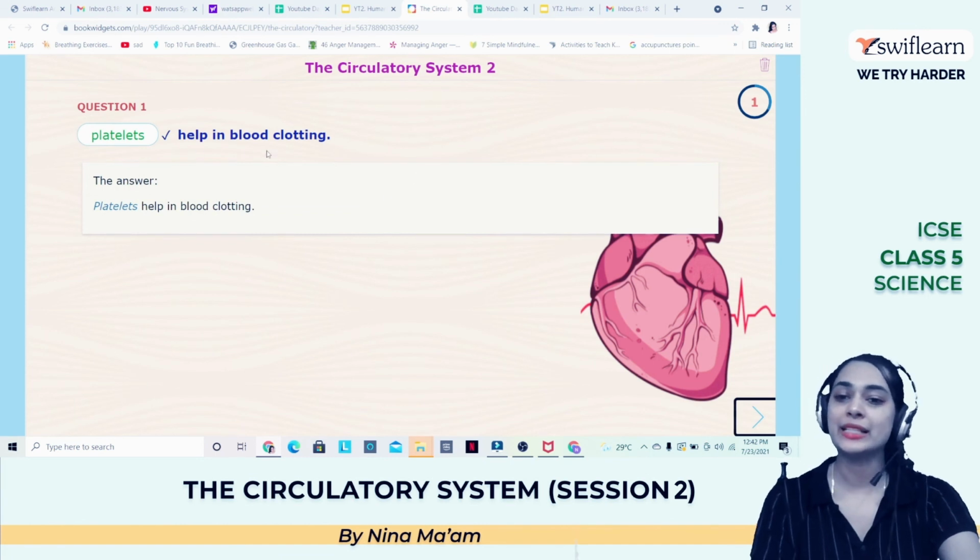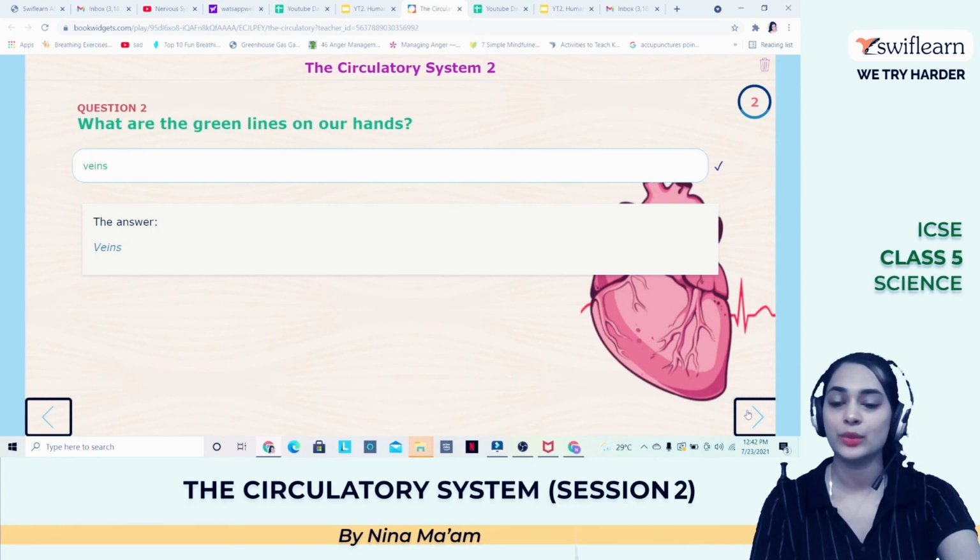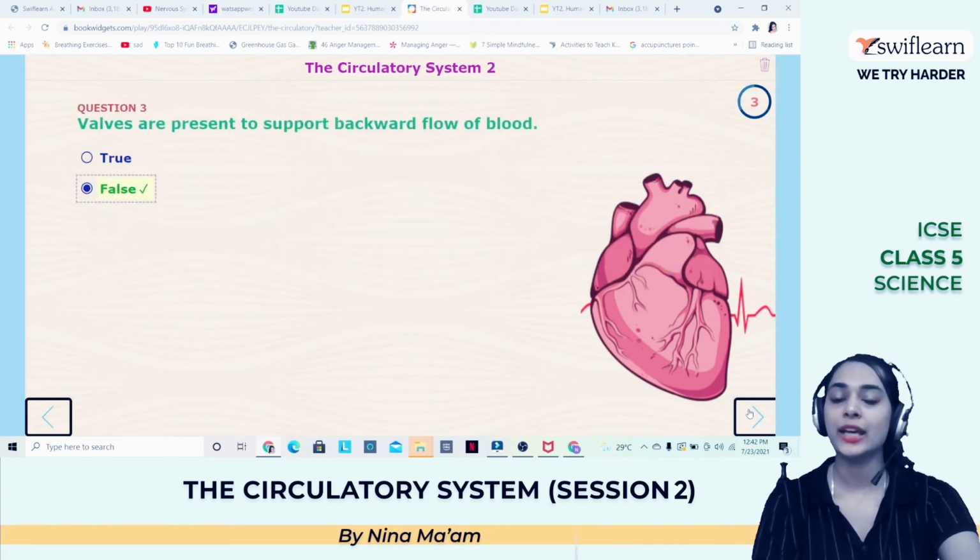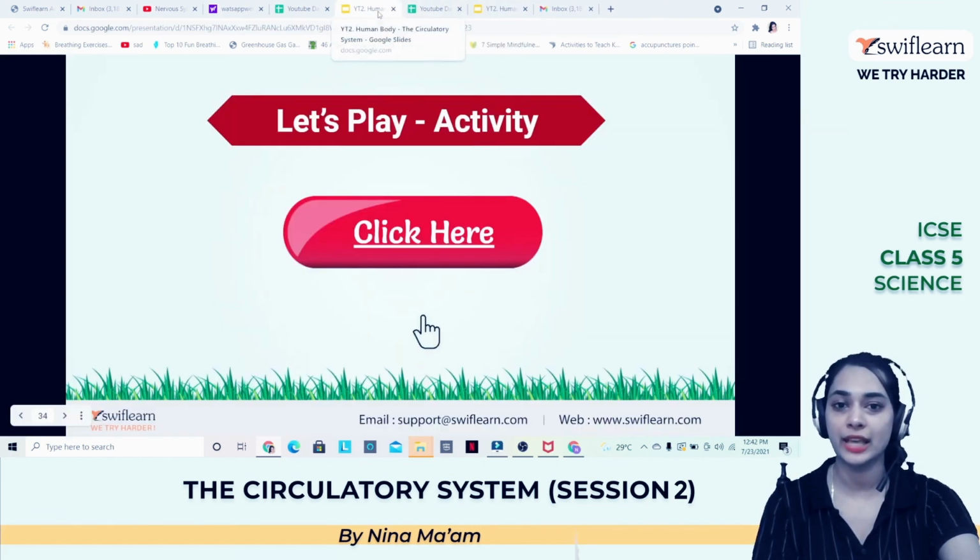So, the platelets help in blood clotting. That is the correct answer. And what are the green lines on our hands? They are the veins. It is correct. And question number 3: valves are present to support backward flow of the blood. That is a false statement. Good job if you got the correct answer.